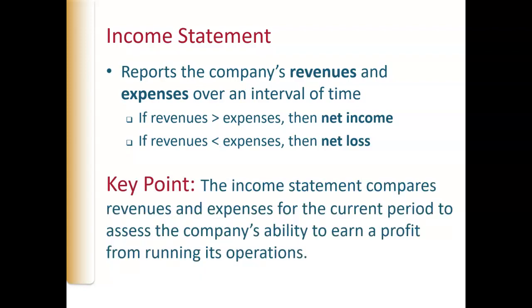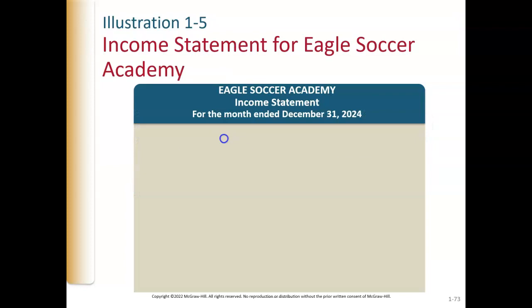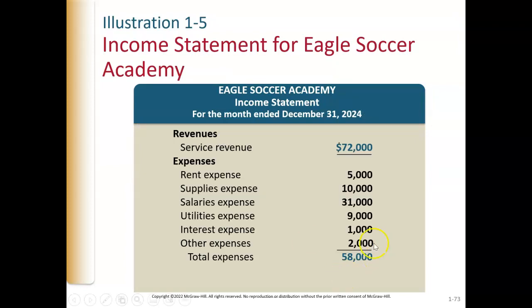Remember, the income statement compares revenues and expenses for the current period to assess the company's ability to earn a profit from running its operations. Okay? Here we have Eagle Soccer Academy. Eagle has revenues as of December of 2024 of $72,000. It has expenses of $58,000. And it shows a net income of $14,000.